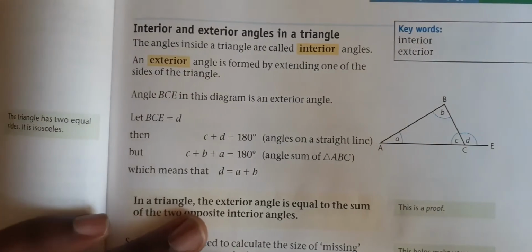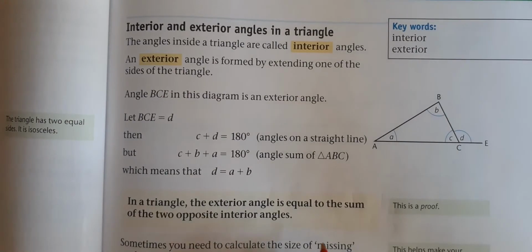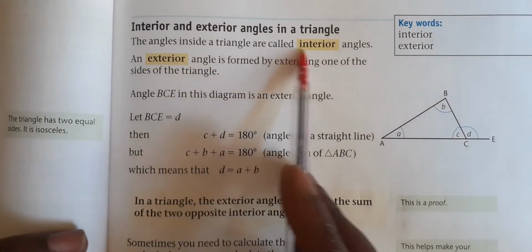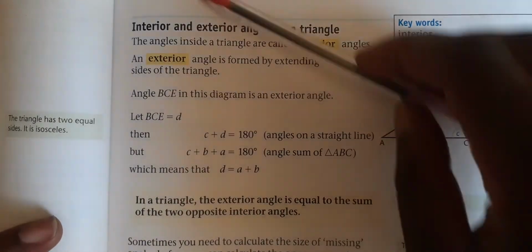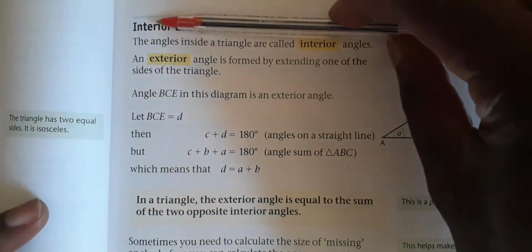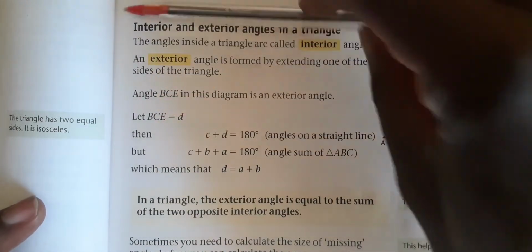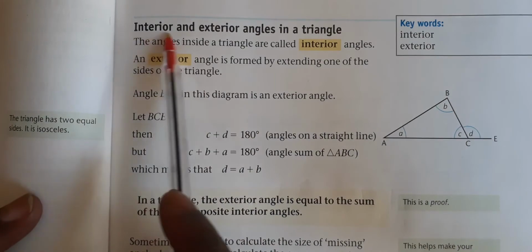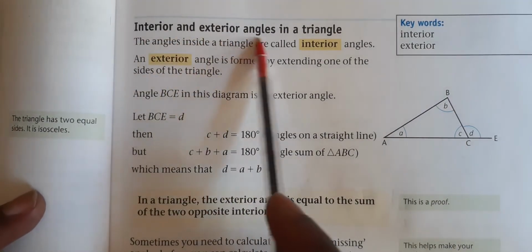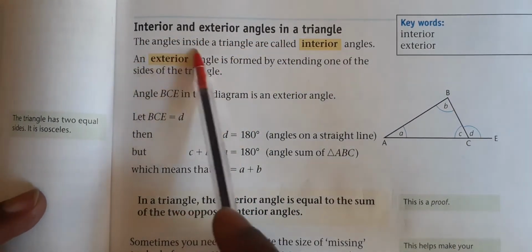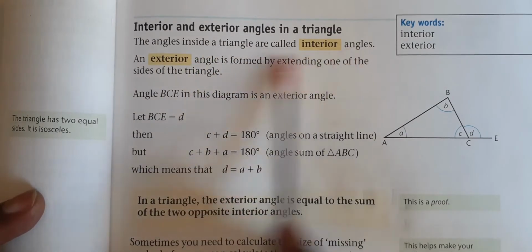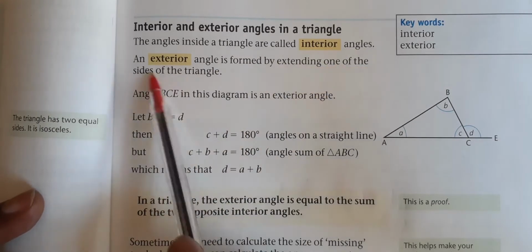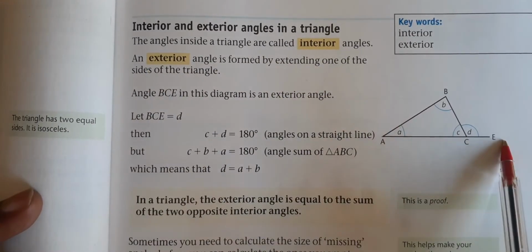Let's go to the book and read. This is what is being explained here. The angles inside the triangle are called interior angles. So this is what I want you to write now in your book, up to here. So the interior and exterior angles in a triangle. The angles inside the triangle are called interior angles. An exterior angle is formed by extending one of the sides, just like here when this one was extended.